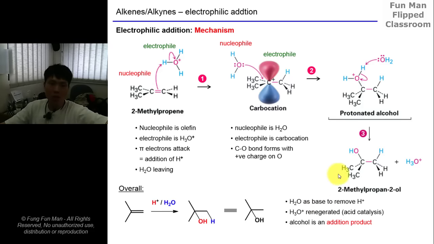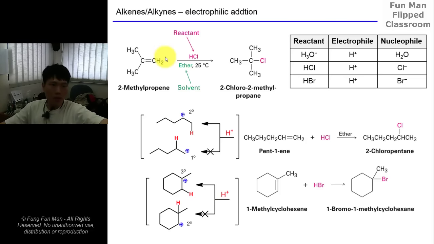So in the last step, H2O is acting as a base to remove H plus. You see that this is the one that gets regenerated, so that's why it is a catalyst. So alcohol here is considered an addition product because you see 1 and 2 become 1. So when you have two things become 1, it's an addition reaction.